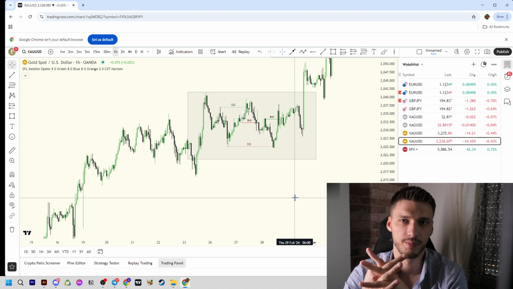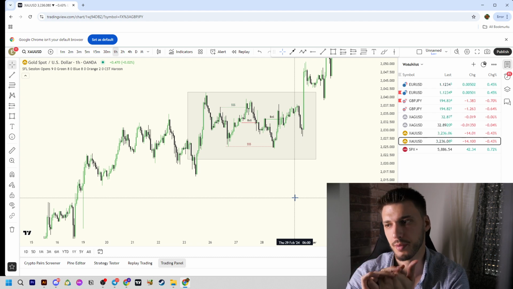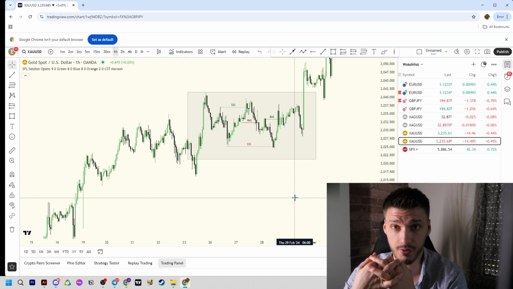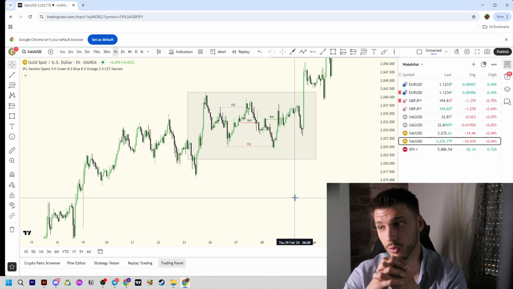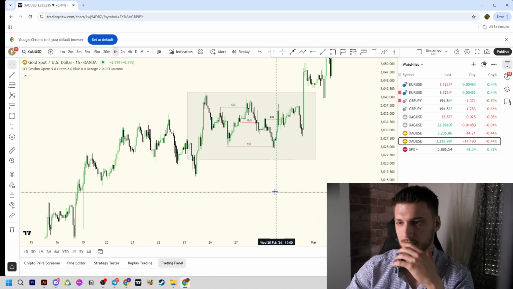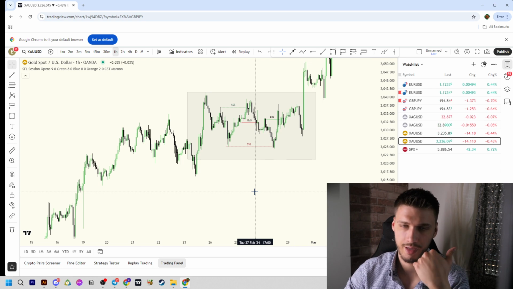Nothing is 100%. There's no 100% in this game. This has a 70 to 75% win rate. If you trade it on the higher time frames, it's going to have even more. If you trade it on the lower time frames, it's going to have somewhere between 65 to 71% win rate, which is my win rate.